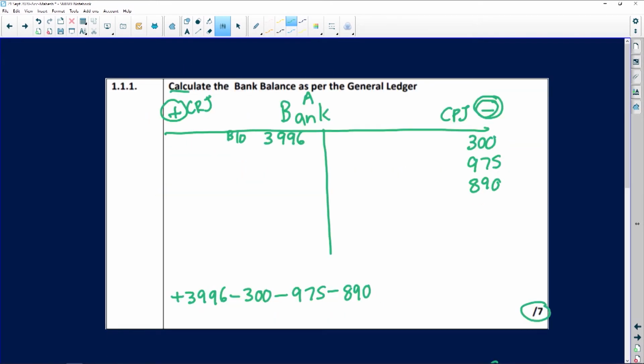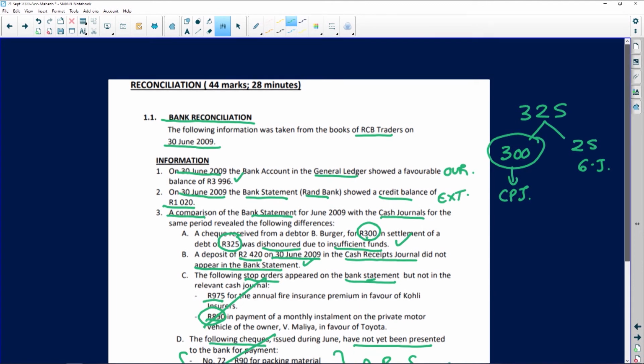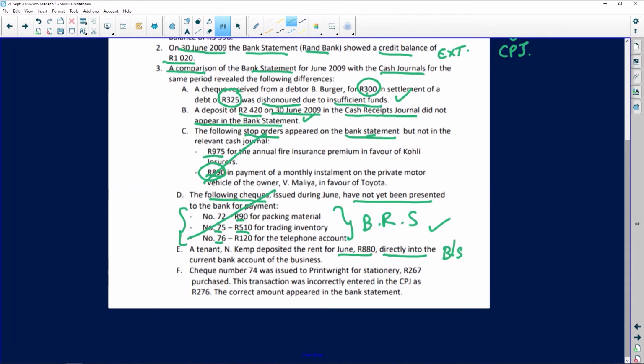Let's just go to our answer sheet. So remember, our bank balance is now going to increase by 880 because we are receiving money. It will not go in the bank reconciliation statement because it's already appearing in the bank statement. Okay, right, let's now look at the final difference. So the very last difference.